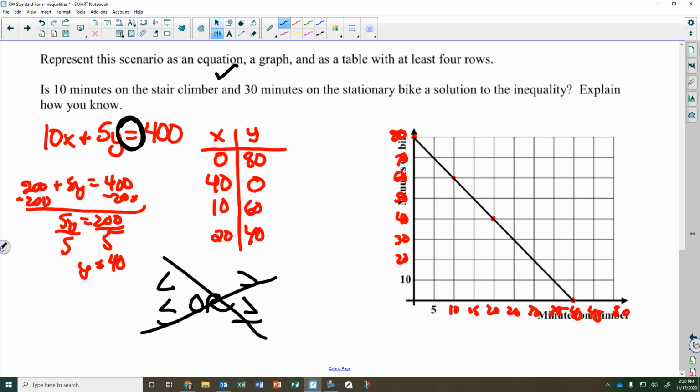We made our equation, check. We've done our graph, check, and we made our table with 4 rows. Okay, and that is the homework, or the end of the notes from today's session. So let me stop the video here.